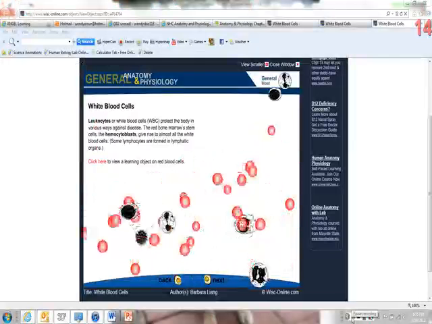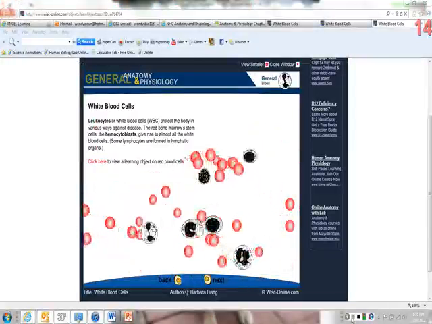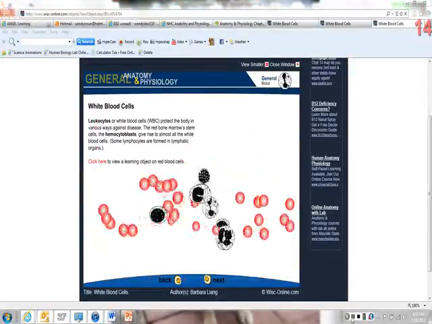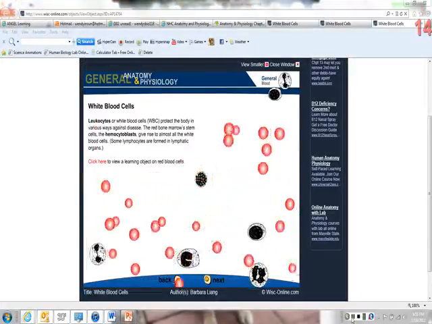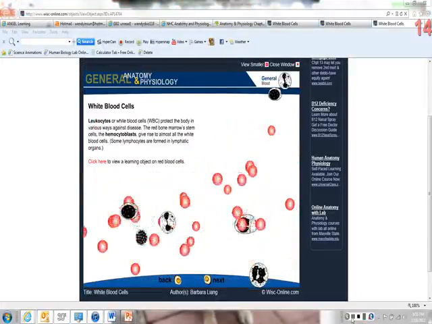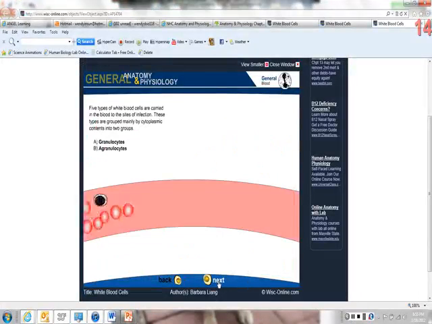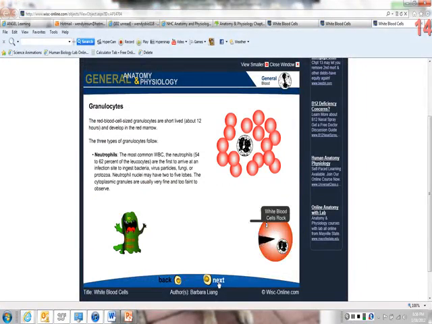Leukocytes, or white blood cells, protect the body in various ways against disease. The red bone marrow stem cells, the hemocytoblasts, give rise to almost all the white blood cells. Some lymphocytes are formed in lymphatic organs. Five types of white blood cells are carried in the blood to the sites of infection. These types are grouped mainly by cytoplasmic contents into two groups, the granulocytes and agranulocytes.